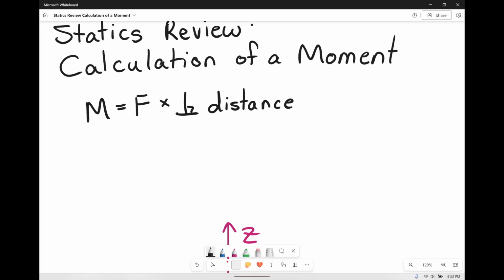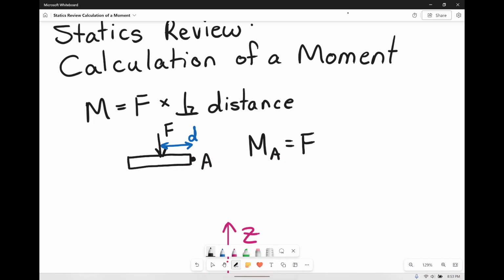Now, let's draw a nice pretty picture. Assume that we have a beam, we have a force that's acting down on this beam, and we want to find the moment about A. Well, all you need to know is the perpendicular distance from the force to A. So the moment about A that this force is going to cause is simply force times distance.